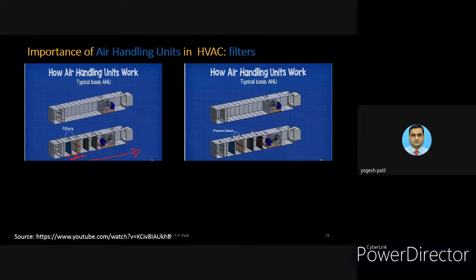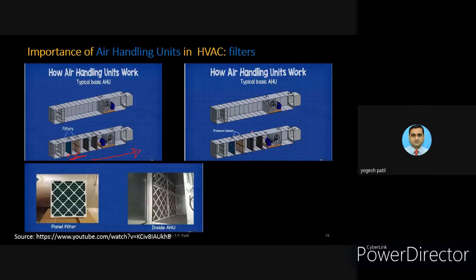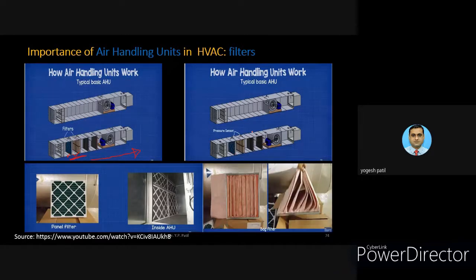And there are two types of filters. Mainly, you can see in the third picture, the panel filter and pre-filters. Yes. So here in this particular picture, you can see the bag filter also. These are the different types of filters. The pre-filter catches the largest dust particles, and this bag type of filter, you can see over here, catches the smaller dust particles.